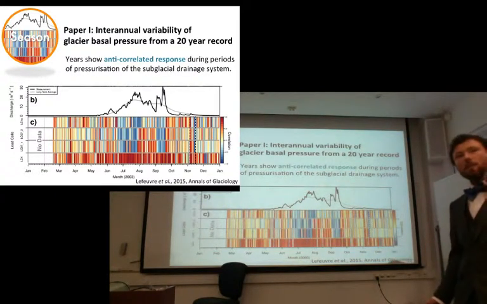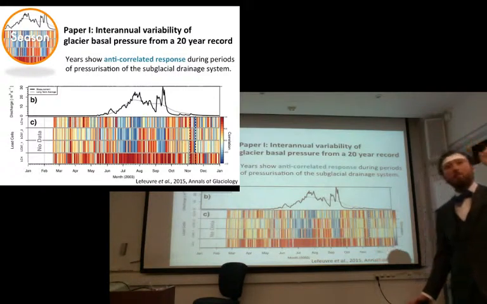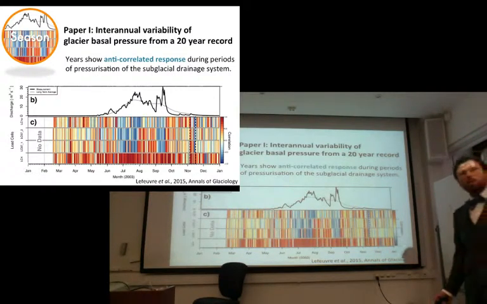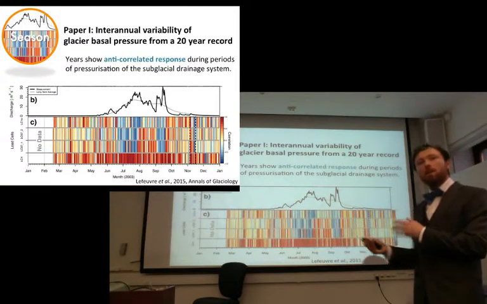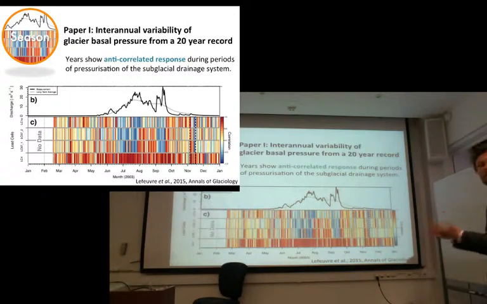So it's one problem. It means that if you have one day a measure from pressure and just one instrument, you may have a completely opposite picture of what is happening at the glacier bed. So you need a network of sensors to understand the glacier bed response.